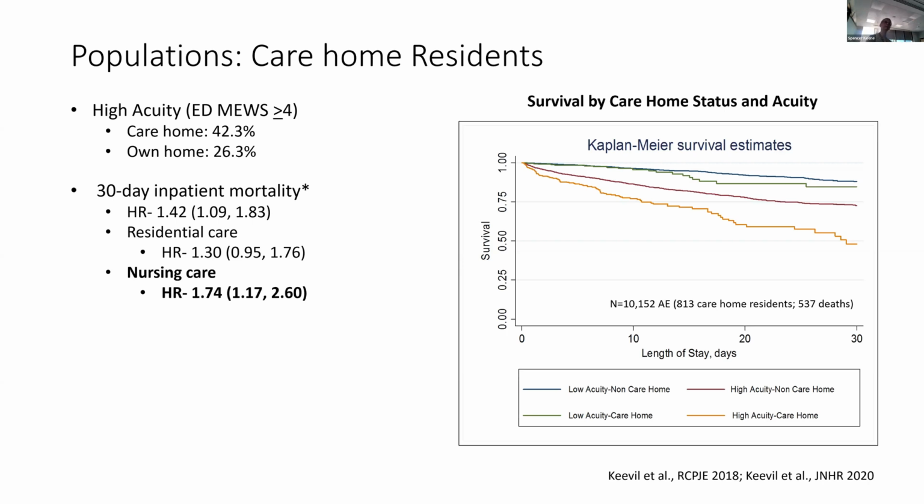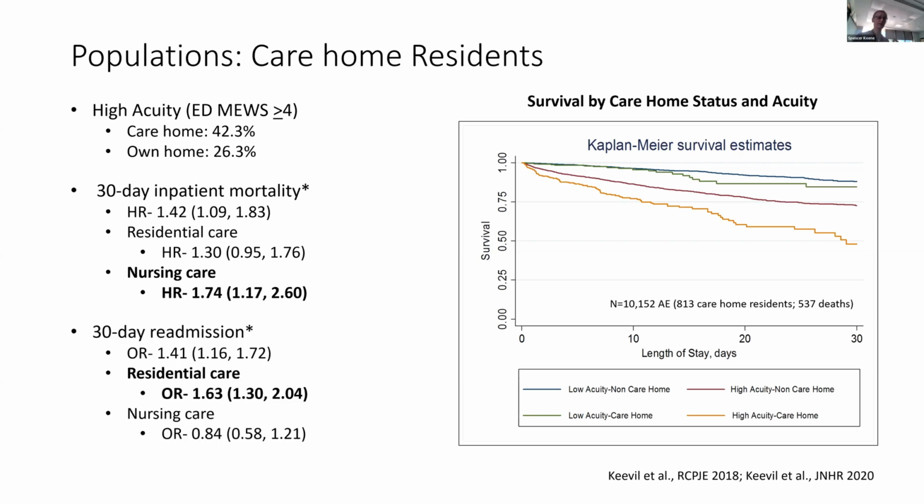And beyond that, the nursing home residents were much more likely to suffer inpatient mortality, and the residential home residents, unplanned readmission following discharge. So this has helped us to understand where we need to target resources and what we're trying to prevent.